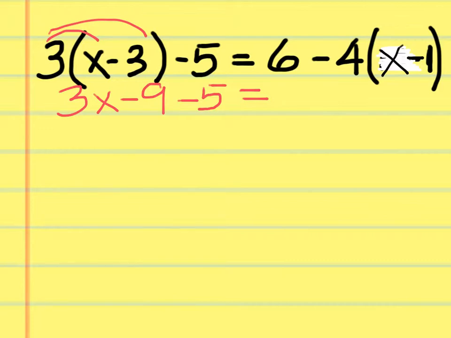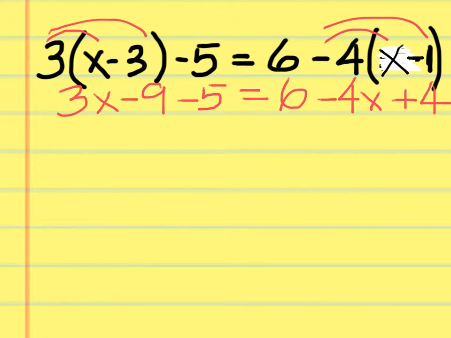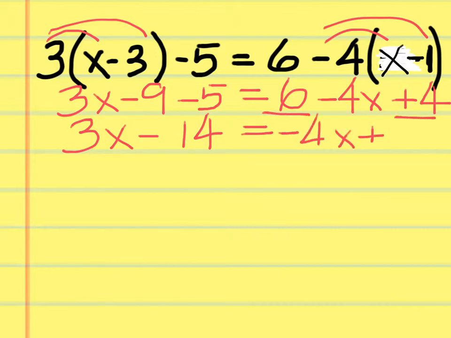On the right side, you have a 6 outside the parentheses. But you're going to multiply each item in those parentheses by negative 4. So that would be negative 4x plus 4. Once you have distributed everything, then you can go back and begin to simplify, combining like terms. On the left, you only have 3x, but you have minus 9 minus 5. That's minus 14. And on the right, there's a minus 4x. You have 6 plus 4, which is 10.